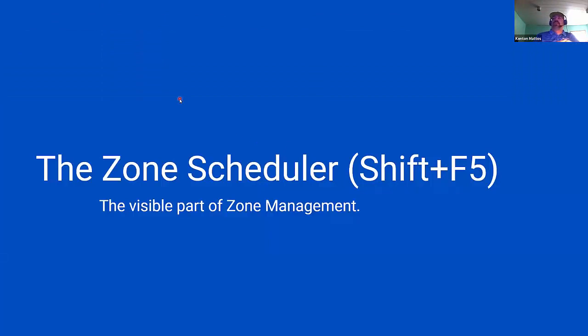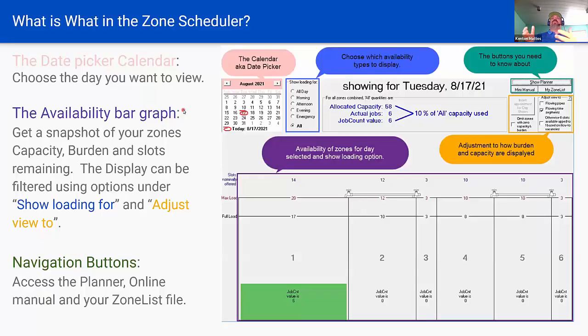The zone scheduler, which is Shift F5, is the visible part of the zone management system. So this is what you're going to be using to see what's going on with your zone management inside of ServiceDesk. So right here we have an image of our zone scheduler, and I've broken it down into some areas here for you so that we can see what these areas represent.